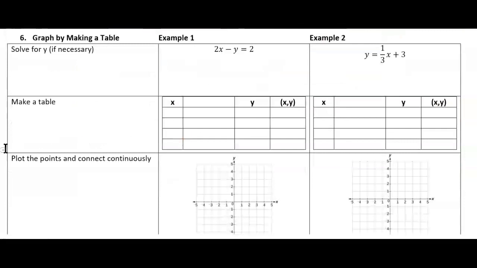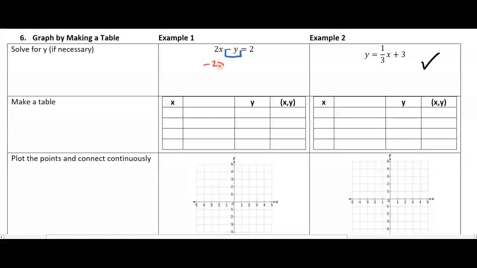Let's take a look at graphing by making a table, and then we will be done. All right, so to graph by making a table, first, the easiest way to do our table is to solve for y. We'll see in example 2, it's already solved for y, so I don't have any more work to do. But example 1 does need to be solved for y. Solving for y is just like solving for x. We want to get the y term by itself first. So I'm going to start by subtracting what's not the y term, the 2x.